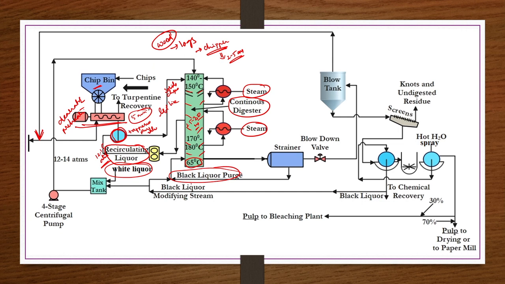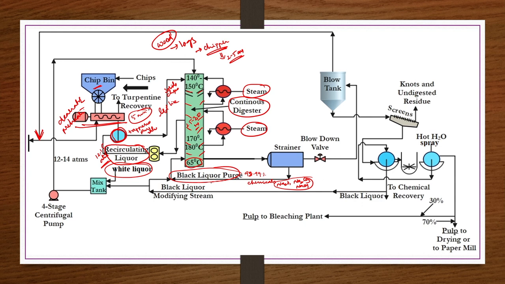Black liquor is the liquor you get after making the pulp. That liquor has almost 98% to 99% of the chemicals. What chemicals? It has chemicals like Na2S, Na2CO3, NaOH, and so on. You cannot afford to throw them away, so you have to recover them, and these chemicals are also required for the digestion purpose. That's the reason.